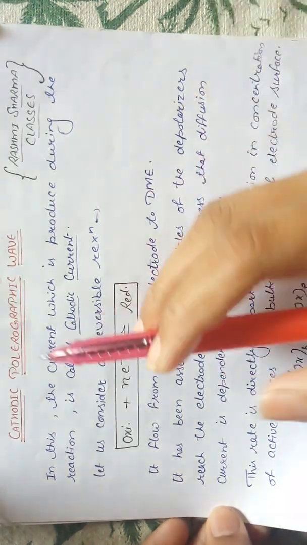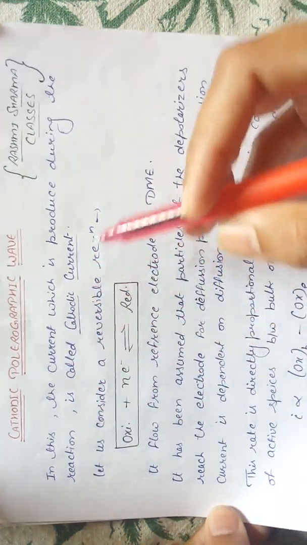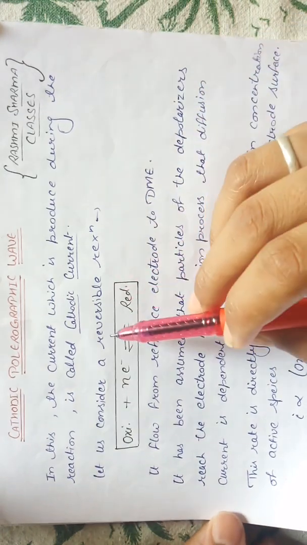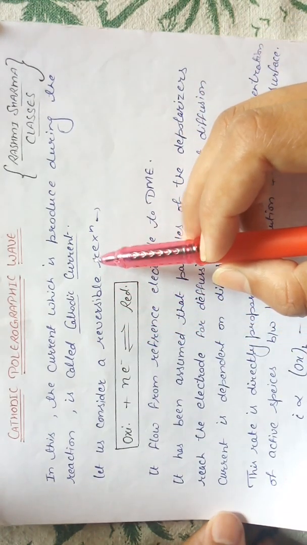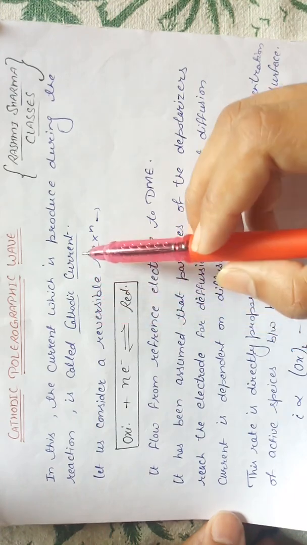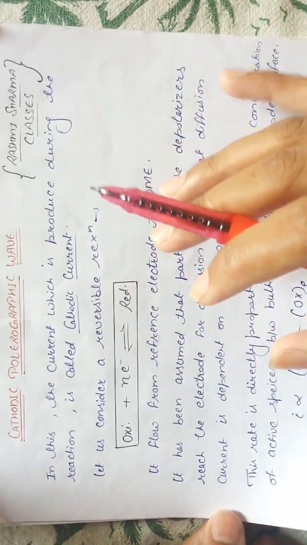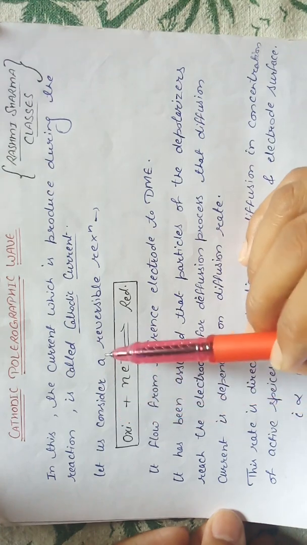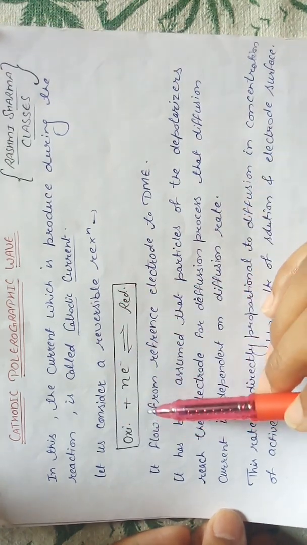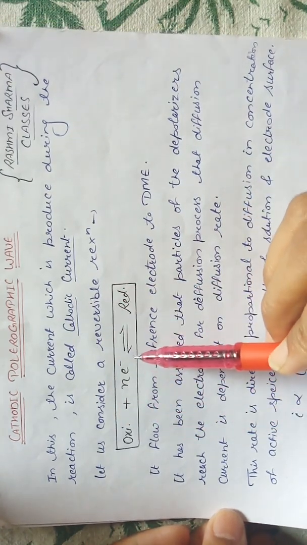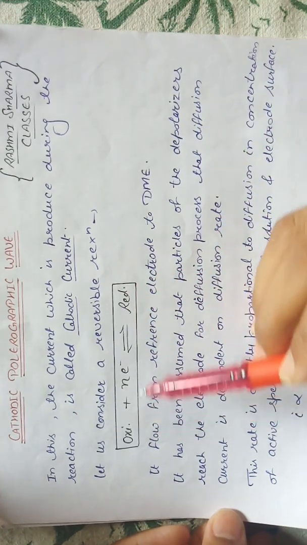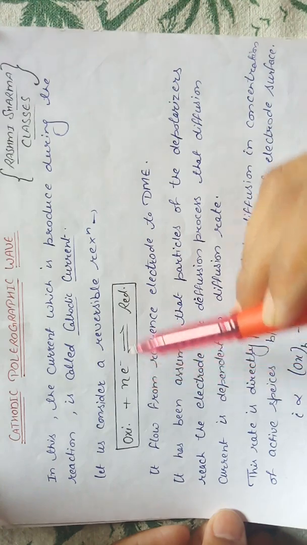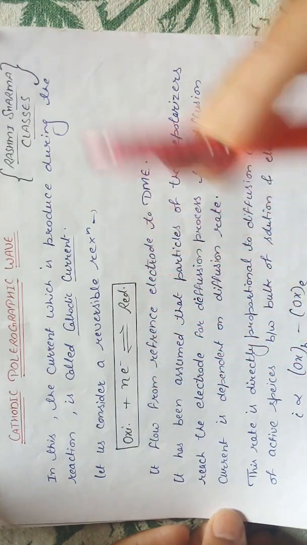Let's continue. In this, the current which is produced during the reaction is called cathodic current. It's as simple. Let's consider a reversible reaction: oxidant plus n electrons gives reductant. That means when the oxidant gains electrons, it will give reduction.